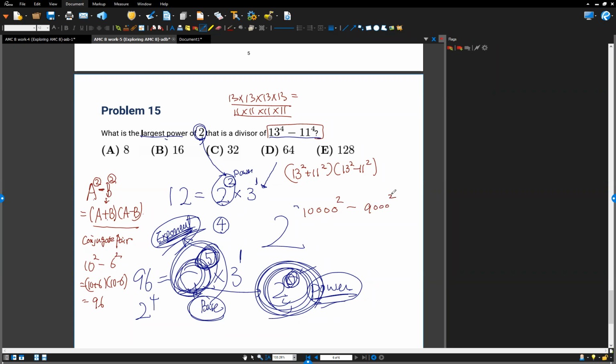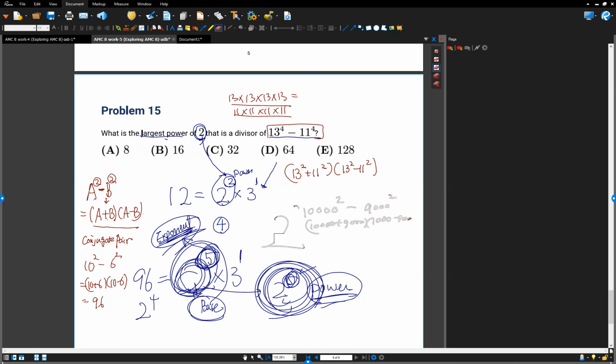9,000 squared. Wow. If you know this one, you can use this one. 10,000 plus 9,000, 10,000 minus 9,000. Something like that. That's the same thing. Square is nothing. You can make a square, okay? All right.